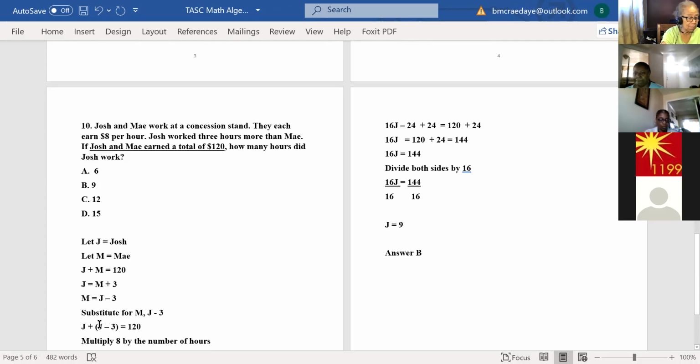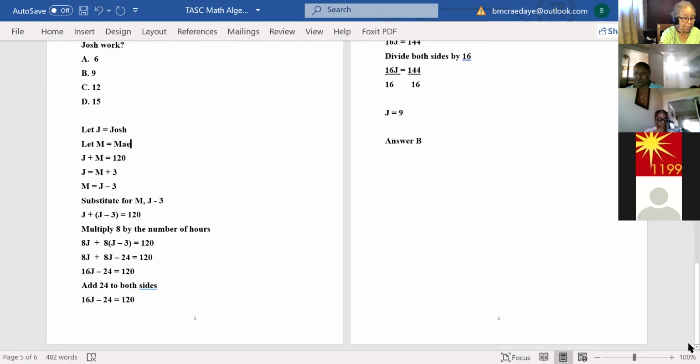And the reason we did this is because we want just J, because the question says how many hours did Josh work? So we want to get it as one unknown, J. So we put in for M, J minus 3. Now we have just one unknown. But this represents the hours they work, but we need to multiply 8 times these to get the amount of money they made. So that's why we multiply the 8 by each one of these to get the amount of money. Okay. Any questions?